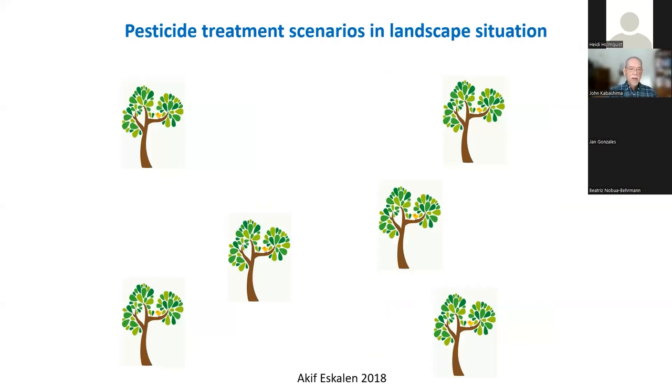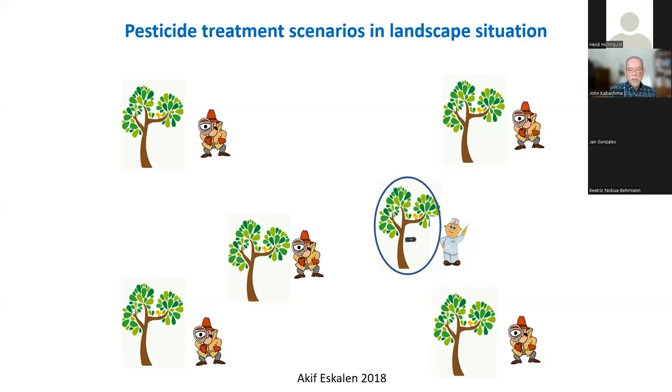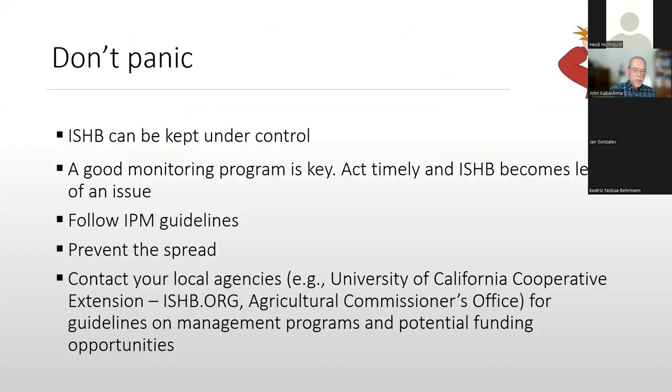So we want to have the scenario where, when we're looking at trees in a landscape, we find the beetle and then we treat that tree, but we don't treat the other trees, because that population is going to build up in that single tree, because that's what they do. They stay there for generations and then they spread to other trees. So it's not effective or cost effective to treat all the trees. But what you have to do is keep monitoring. You don't stop monitoring. So don't panic.